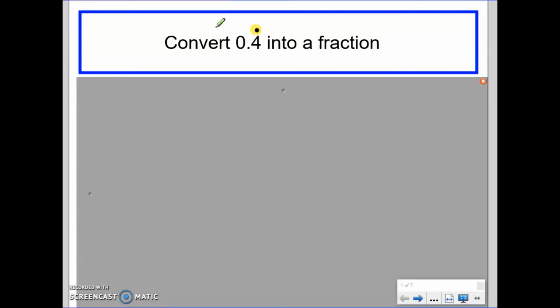When we're dealing with a recurring decimal, the fact that it recurs tells us that it is a rational number, which means it can be presented as a fraction. And that's what we're going to look at in this video. Let's look at this first question. Can we convert 0.4 recurring into a fraction?